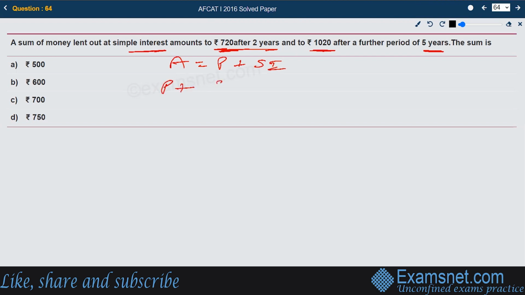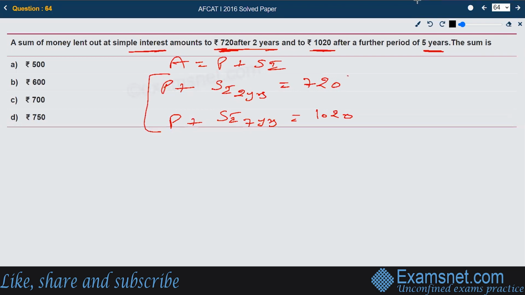The principal plus SI for 2 years gives an amount of 720, as he said. Then principal plus SI for a further period of 5 years: 5 years and the 2 added, so it becomes 7 years, which is going to be 1020. So this is how the equations have been made.